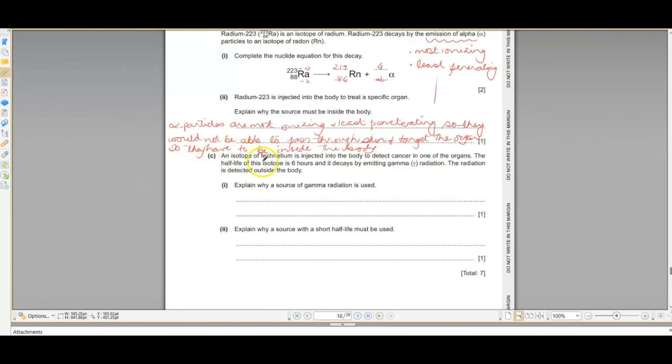Okay, part C. An isotope of technetium is injected into the body to detect cancer in one of the organs. The half-life of this isotope is 6 hours and it decays by emitting gamma radiation. The radiation is detected outside the body. Explain why a source of gamma radiation is used.